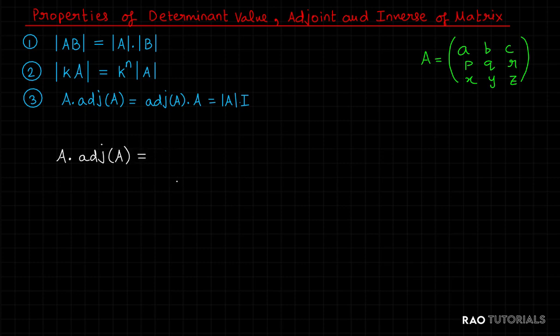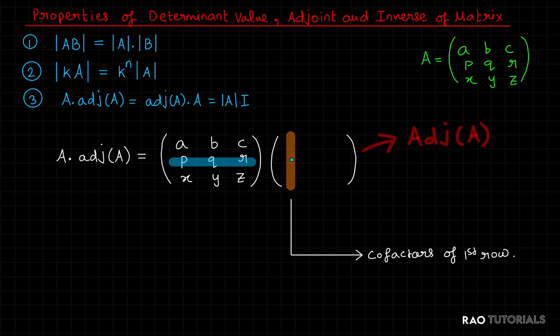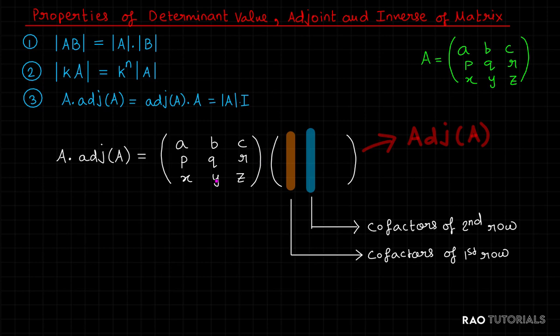We have A as this matrix, and let this be the adjoint matrix. Now recall that we form the adjoint matrix by placing the cofactors of the first row in the first column, cofactors of the second row in the second column, and cofactors of the third row in the third column.